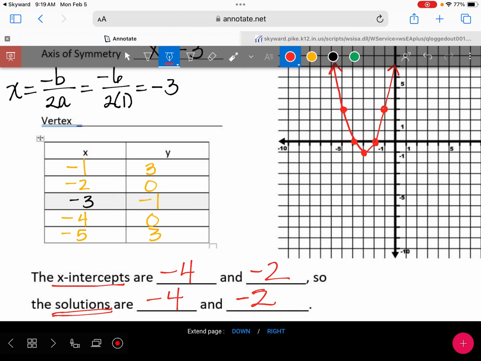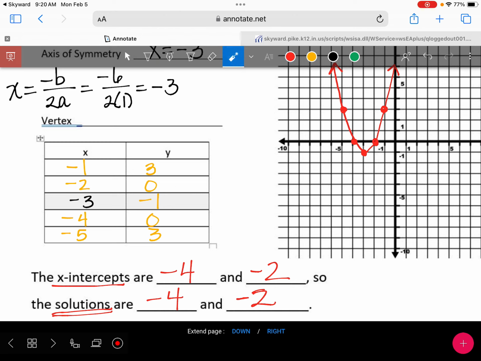Now we could have factored that to get the same. So we're going to talk about this part of 12B, which is the different ways to find the solutions of a quadratic. One method would be to graph it and see where it crosses the x-axis. The second method will be to factor it and solve. And the third is the quadratic formula.